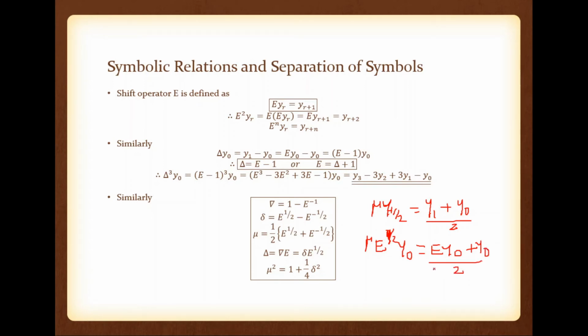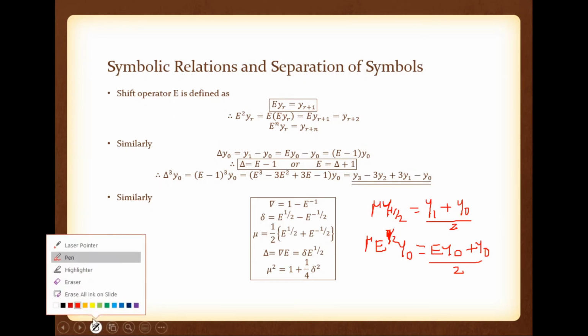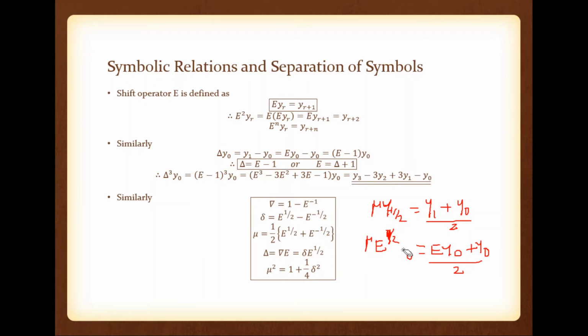So here you can see that y0 is common. So we can remove y0. We can remove this y0, this y0. Instead of this y0, we can write 1. So this is 1. So mu e raised to 1 by 2 is e plus 1 by 2. So what is mu? Mu is equal to, multiply all the equation by e raised to minus 1 by 2.